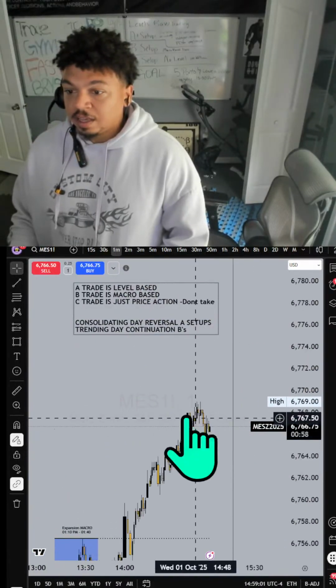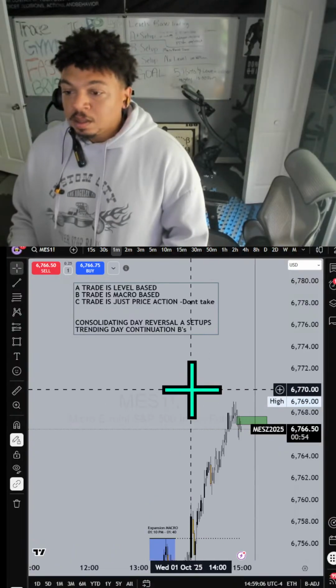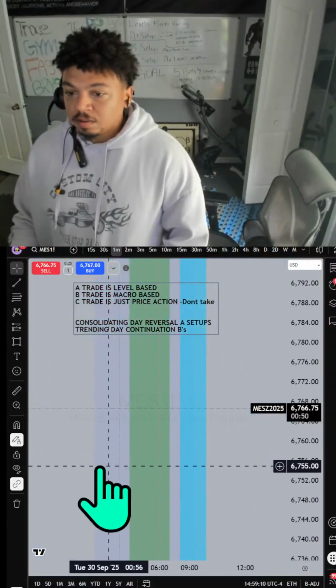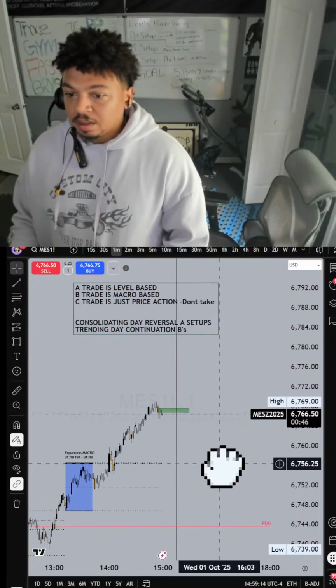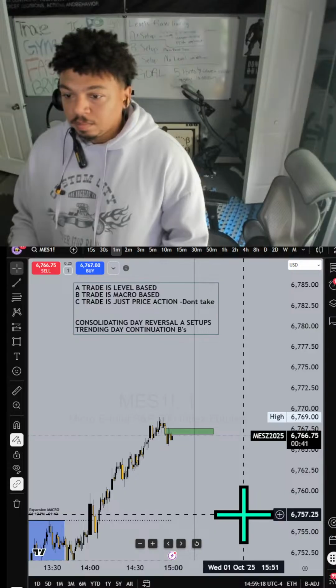So even now, if you were just looking at price action, you could say, oh, it's a fair value gap on the 1 minute. Well, what level do you have to support your thesis? If you look left, you have nothing. You don't have the macro.